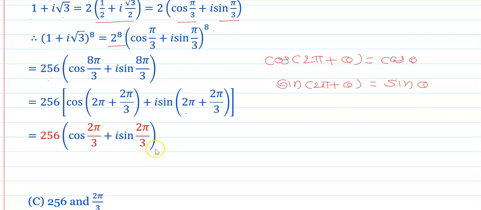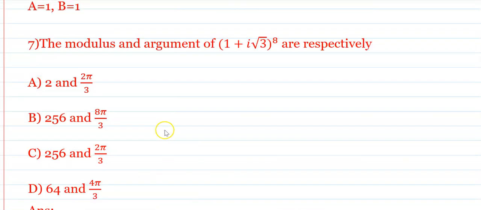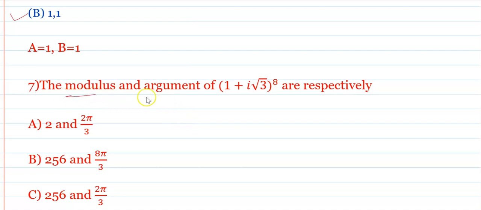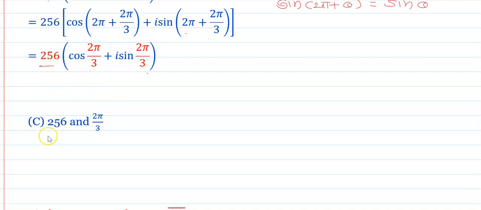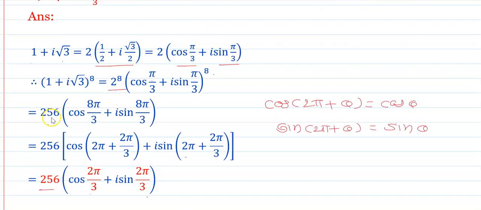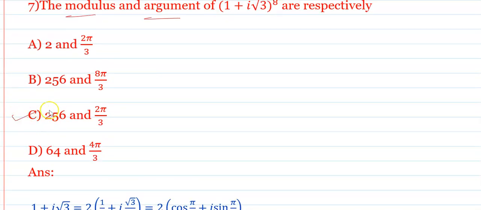And hence, what is our question? Our question is to find the modulus and the argument. And hence, the modulus is 256 and the argument is 2 pi by 3. And hence, option C is the correct one.